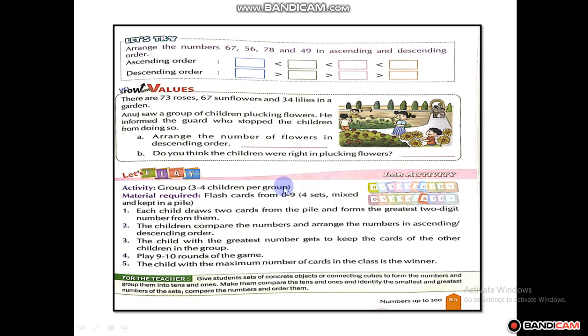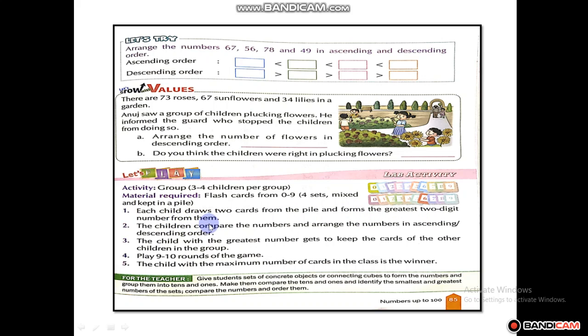Clear? Okay children, this activity, if you want to do, you can do. These are the cards. You can make the cards also, flashcards from 0 to 9. You have to make 4 sets, mix them and keep them in a pile, one on the other. Each child draws 2 cards from the pile and forms the greatest 2-digit number from them.